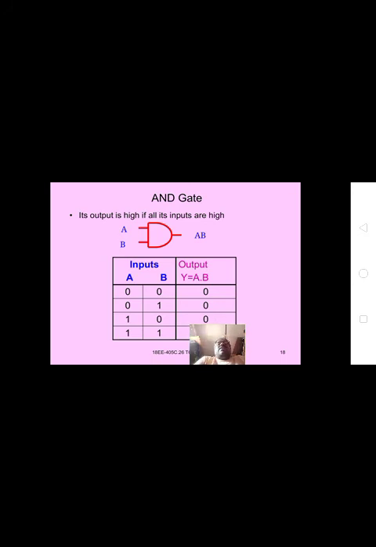Truth table for the AND gate also. When both the inputs are high, output is high. Rest of the time it is 0. 0, 0, 0; 0, 1, 0; 1, 0, 0; 1, 1, 1.